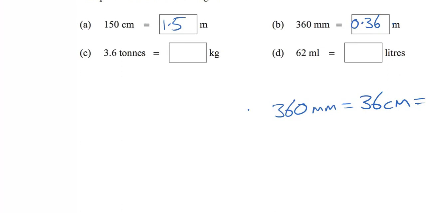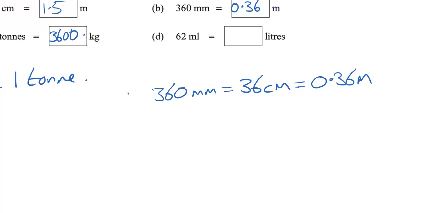Tons into kilograms. Well, we already know that there are 1,000 kilograms. That's worth 1 ton. So that means if I have 3, then I have 3,000. So what I'm doing here is multiplying this number by 1,000. So 3.6 times 1,000 is 3,600. There's our answer in kilograms.